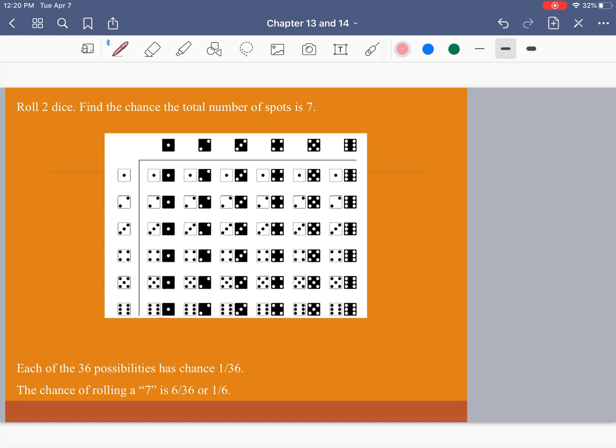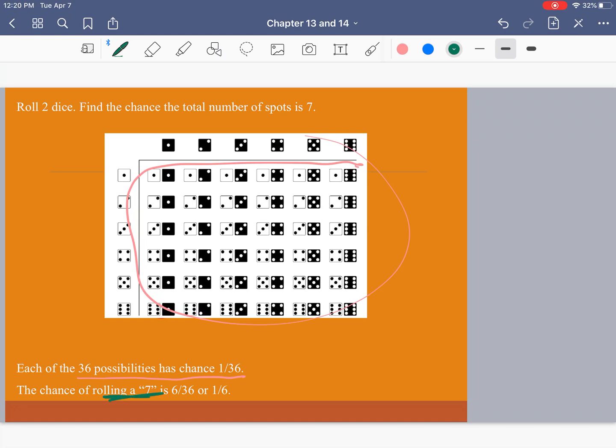So the first die, let's say you're rolling a white die and a black die. First die can be 1. Second die can be 1 through 6. First die can be 1 through 6. There's 36 possibilities here. That's what's important to know. Each of the 36 possibilities has a 1 out of 36 chance of happening.